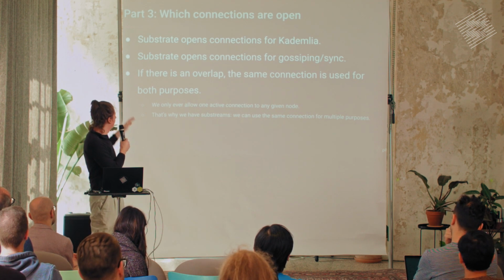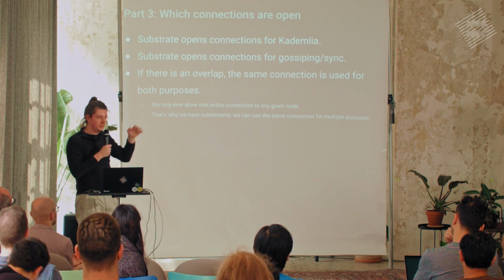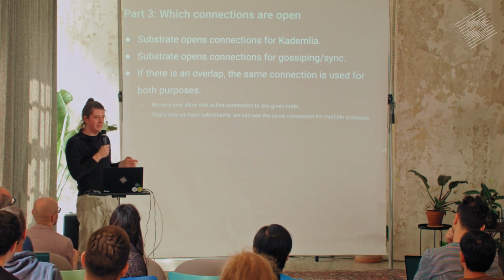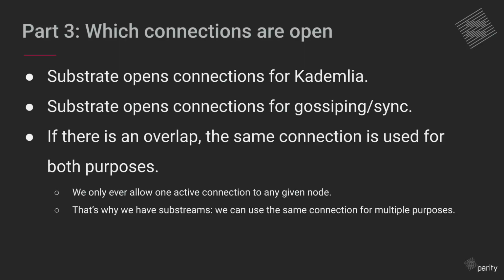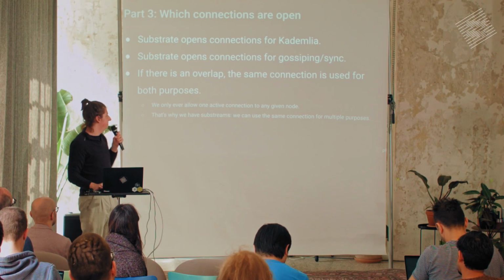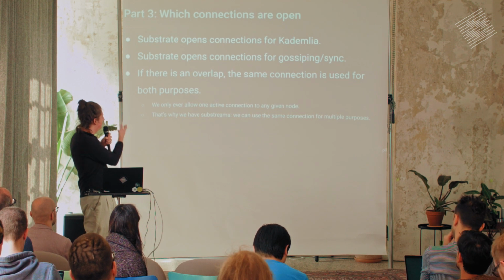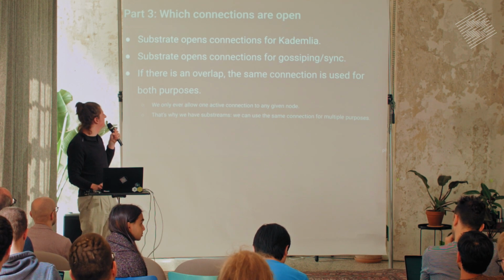Those are the two purposes for opening connections: Kademlia, and gossiping and sync. They are kind of interconnected because we use the same connection for both, but they are kind of independent. Even if we are full, we still accept Kademlia requests. And even if we are full for outgoing connections, we still perform Kademlia requests by dialing other nodes. We only ever allow one active connection between two given nodes. That's why we have multiplexing, so that we can do multiple things on the same connection.